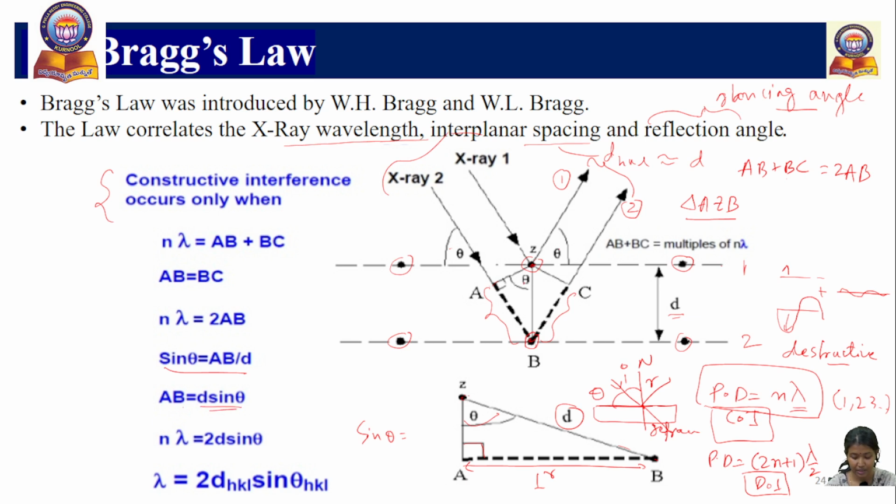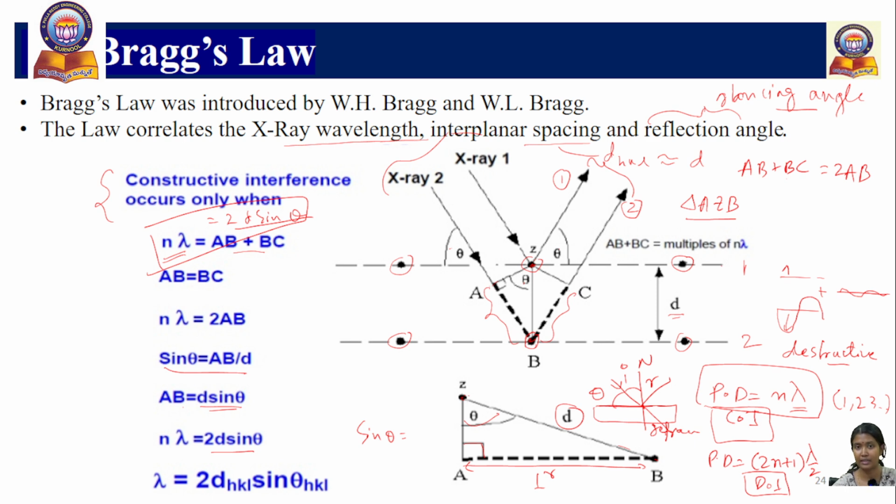Then what will be AB plus BC? 2d sine theta, because AB and BC are equal. 2d sine theta. So what we are getting, n lambda equals 2d sine theta. This is Bragg's law. Very simple one. Why are you taking n lambda? n lambda is the condition of constructive interference. Who is 2d sine theta? This is the path difference between ray 1 and ray 2.